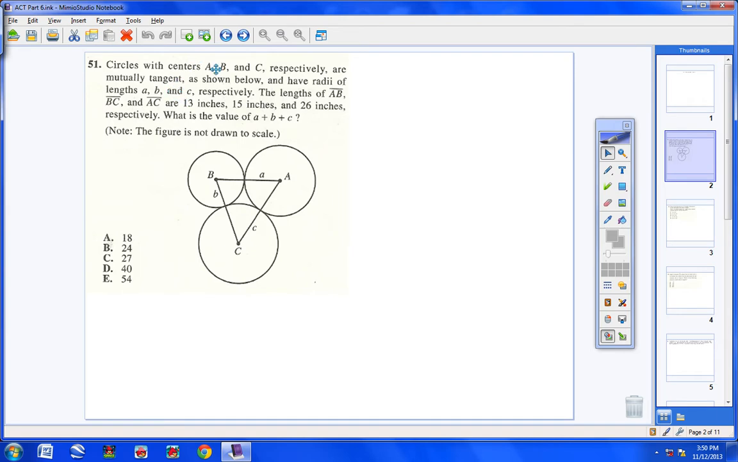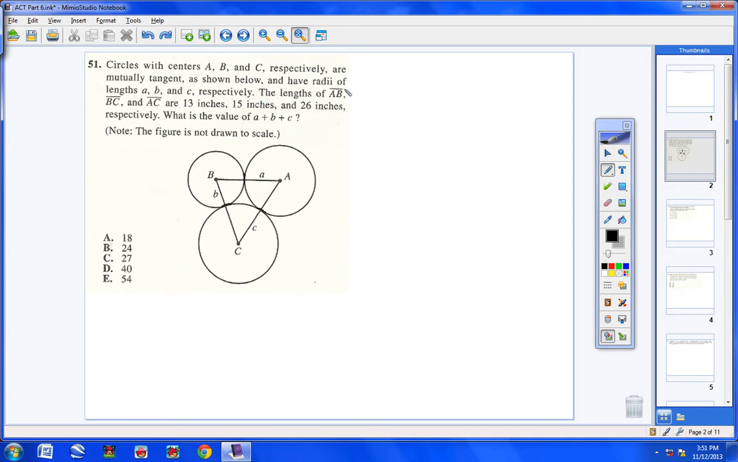Circles with centers A, B, and C, and that's important, by the way, that tells you they're right in the center of the circle, respectively, are mutually tangent. What that means is these circles are intersecting in just one place right there. They're just barely touching on the edge. That's what it means when it says these circles are tangent. So these circles are not overlapping at all, just touching. That's what tangent means.